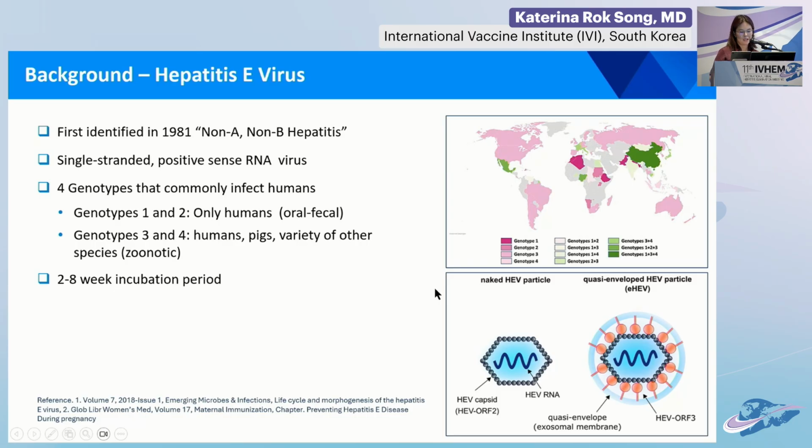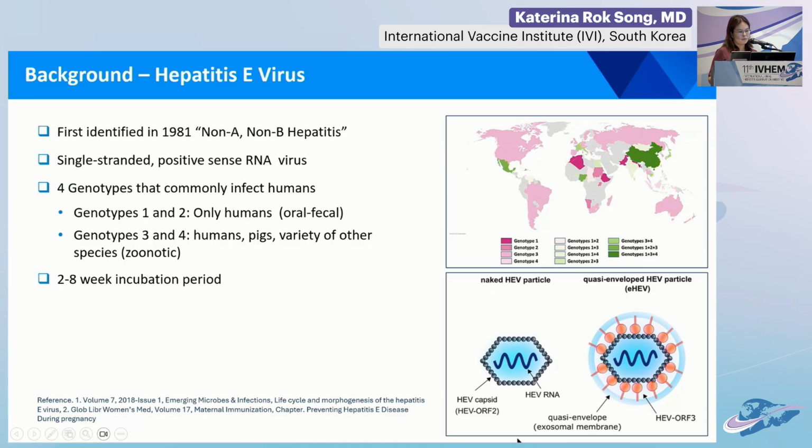If you look at the picture above, it indicates the genotype where it prevails. In Pakistan, where we conducted the clinical trial, it's endemic for genotype 1.